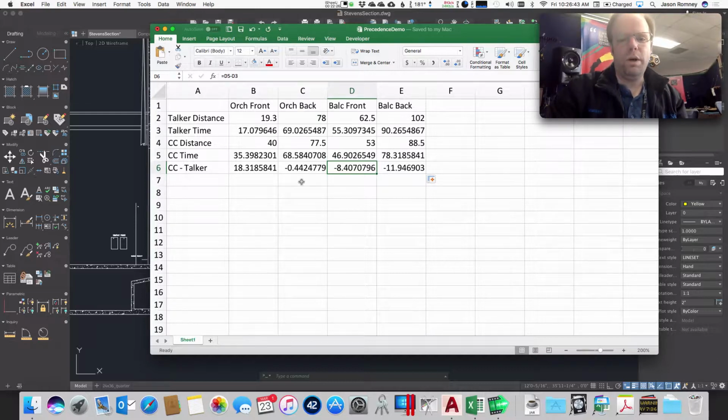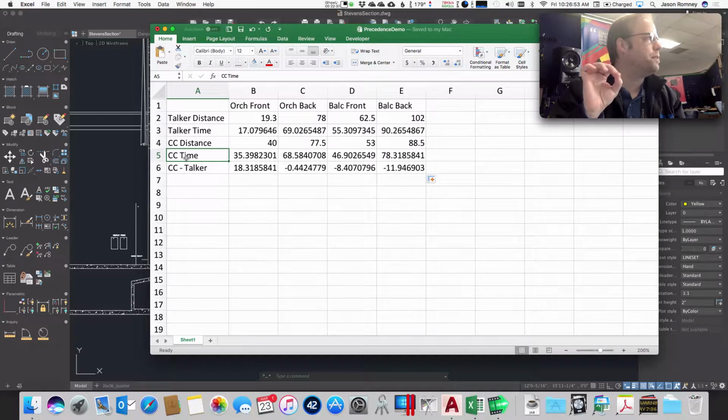So what would I have to do in order to push this into a window that would work? If I had some ability to delay the sound coming out of the center cluster, then I could slow it down a little bit and turn those negative numbers into positive numbers. So what's the worst case scenario here? It's that 11.9.